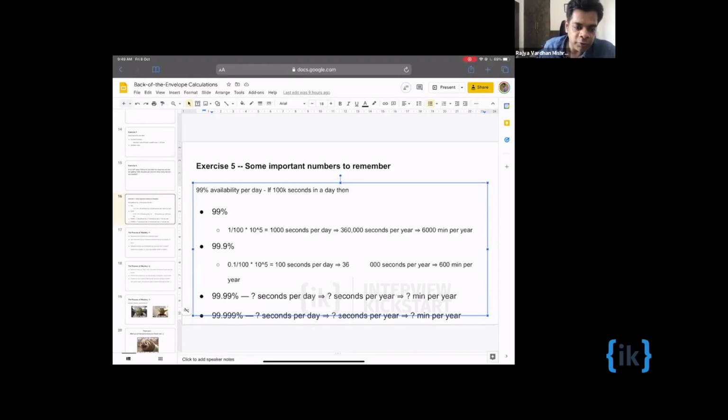So you can do the similar calculation for 4 nines and 5 nines. Because if we take the exact number of 86,400 seconds, then this calculation becomes quite difficult to do in interviews.